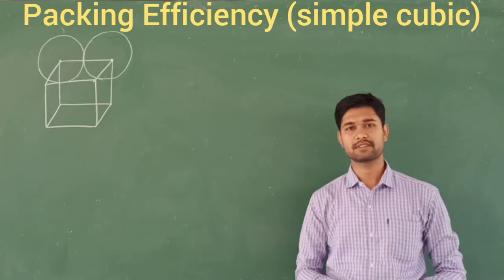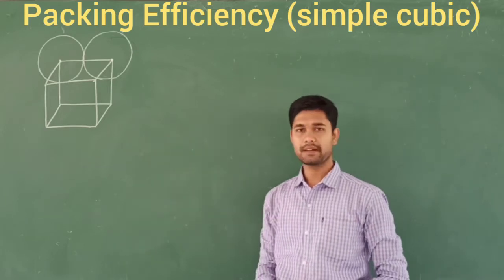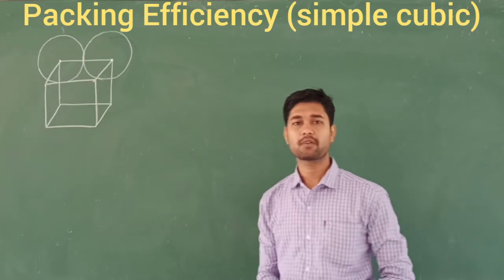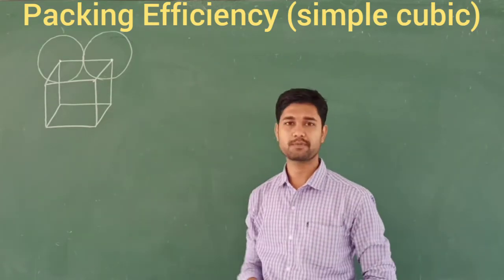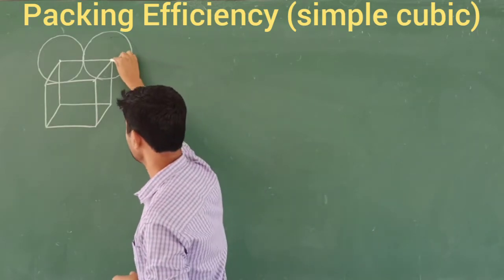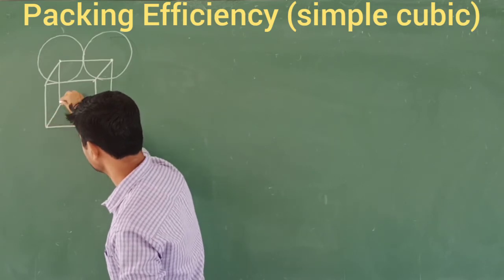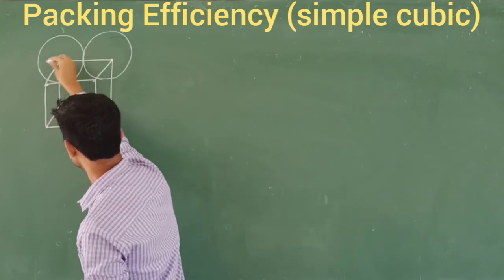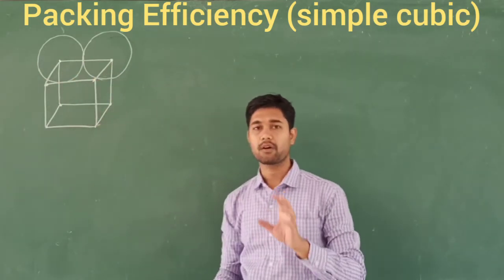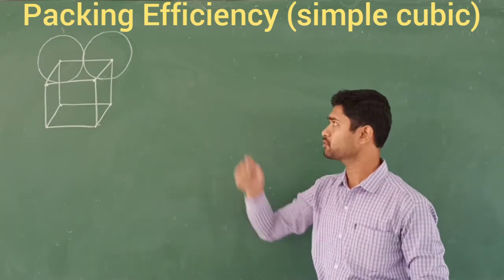This derivation is very important and very easy to understand. This is a cube, a cubic unit cell. These are two spheres which are in contact with each other. These are called constituent particles. Here totally 8 particles will be there. These are also called the corner particles, and here 8 corner particles will be there in total.